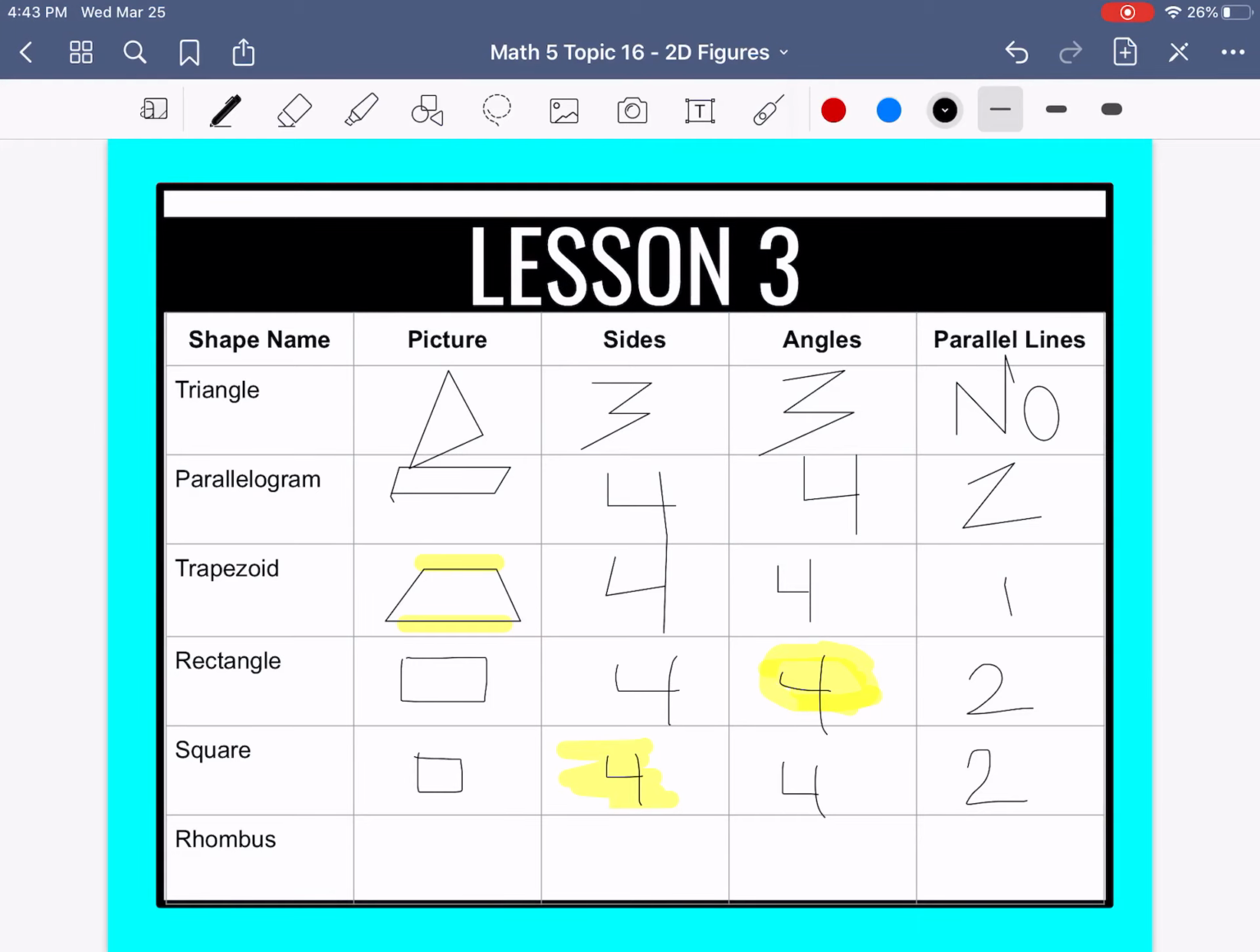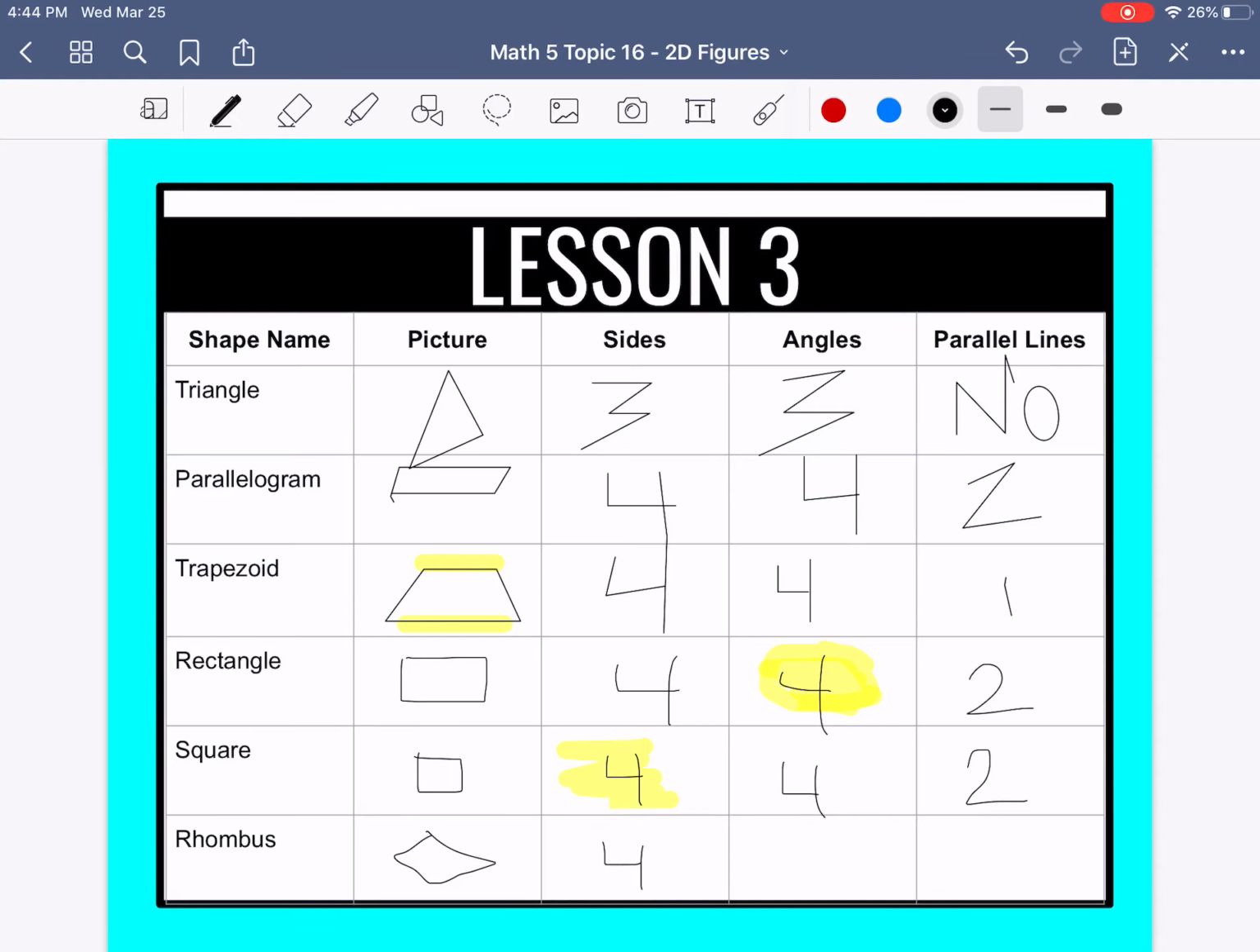Now, a rhombus can look many different ways. So we are going to answer it. Oh, that's really bad. Okay, anyway, that's going to have to work. We're going to answer it as best as we can. How many sides does a rhombus have? Good, it does have 4 sides.